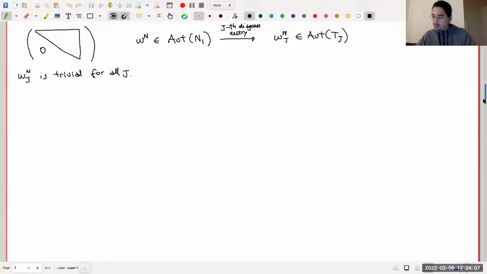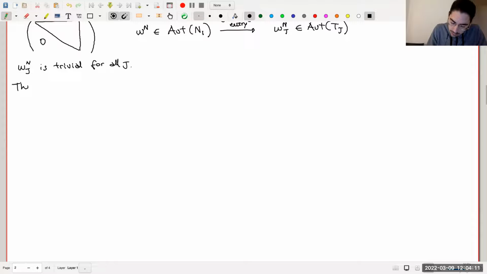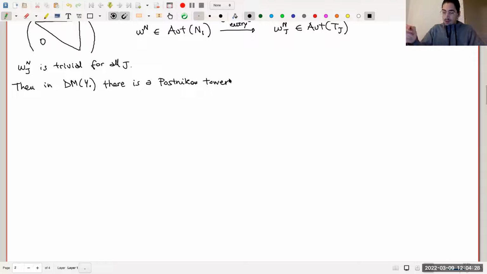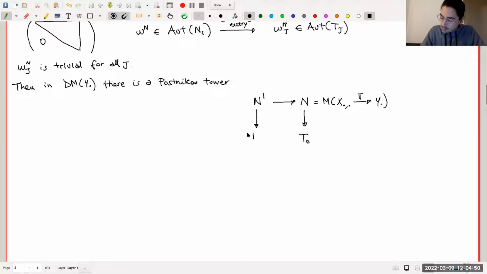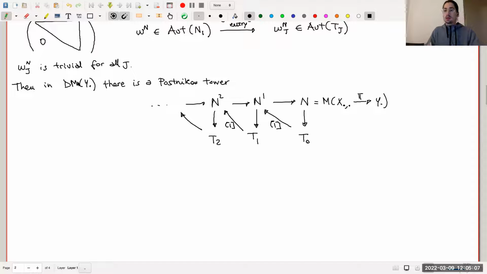But if these things are satisfied, then in DM of Y, there is a Postnikov system, a Postnikov tower, of this shape. So we have the motive M n, which was the motive of the total space over the base. Remember, this is just the motive of the total space to the base by this pi, and it goes to T0. Then I get some cone here, and here some map to T1. And then I have N2 and some map to T2, etc., etc. And these are triangles. So these are distinguished triangles in this triangulated category of motives.